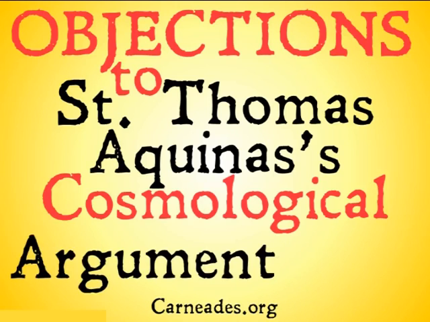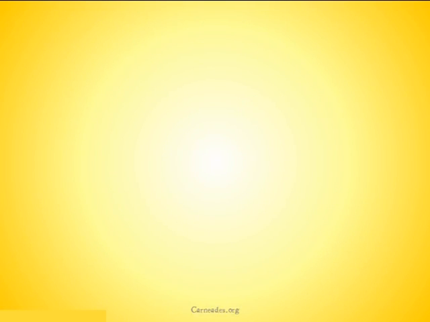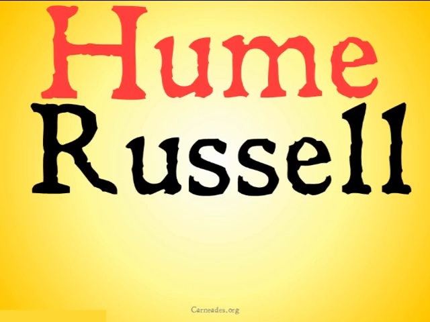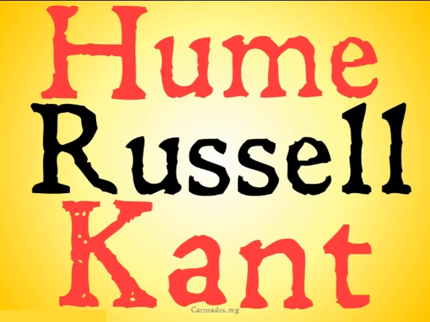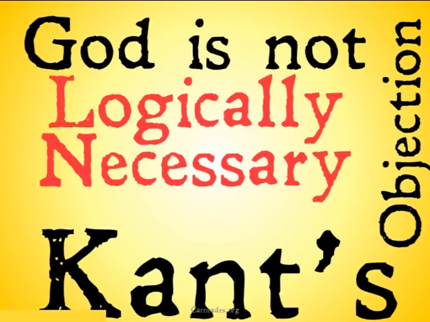Thomas Aquinas' cosmological argument for the existence of God. This is going to be part 3 of our objections to this argument. So we've already looked at objections presented by Bertrand Russell and David Hume. Now we're going to be looking at an objection presented by Immanuel Kant and some of the things that fall out of that objection. So what Kant is going to say is that God is not logically necessary.